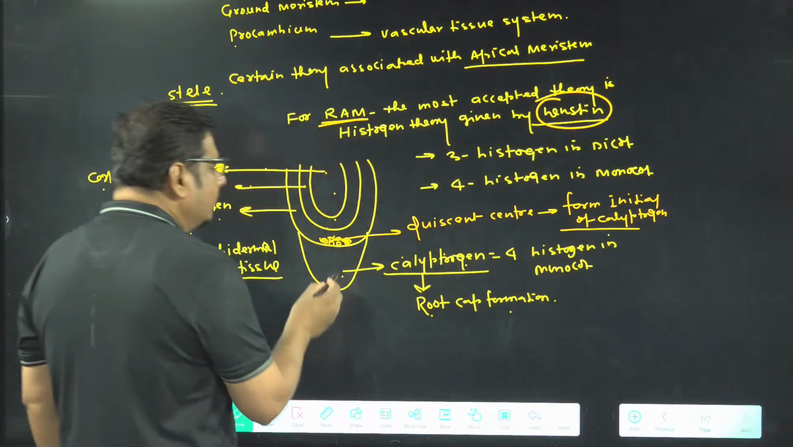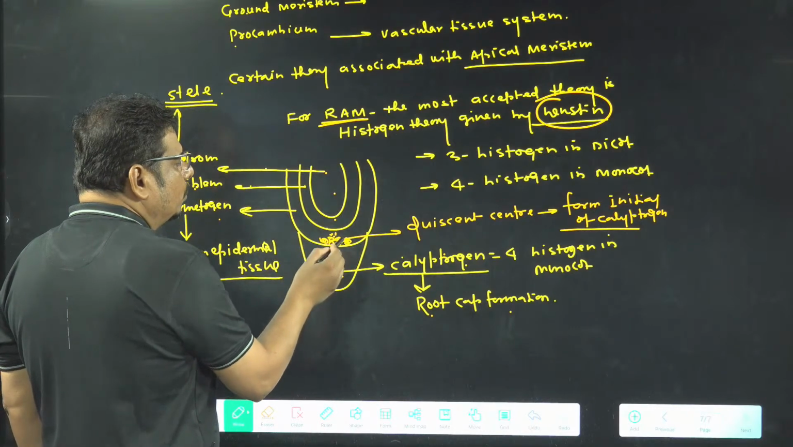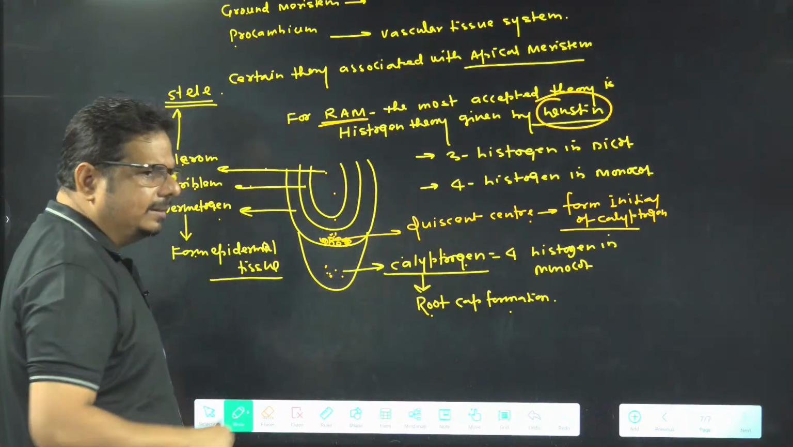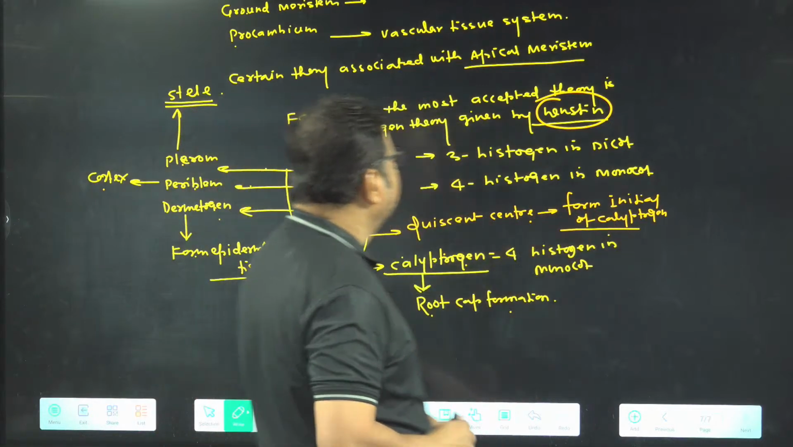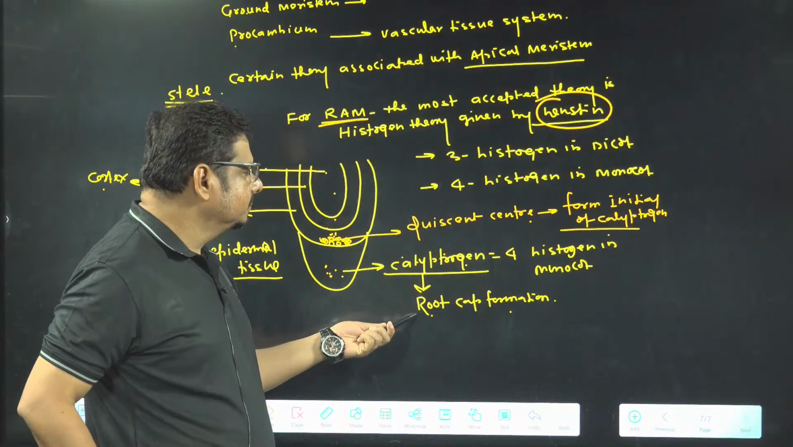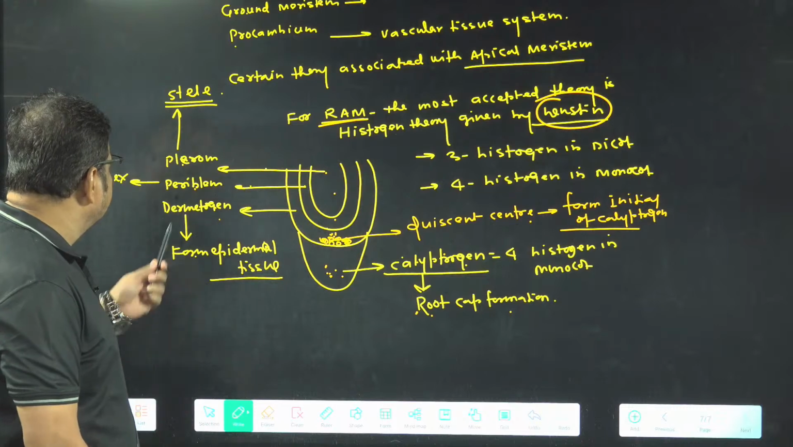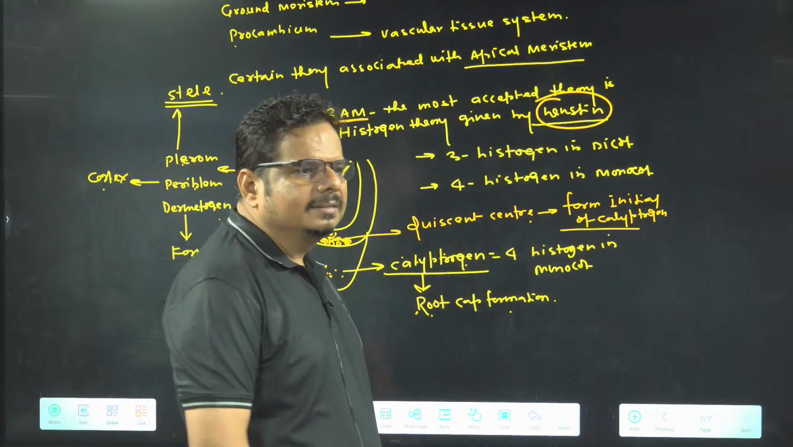Root cap. In between dermatogen and calyptrogen, quiescent center is present. They are inactive or less active cells, and they are acting as a reserve of which one? Initial of the calyptrogen. So the examiner may ask, in monocot root cap is formed by calyptrogen, and in dicot it is formed by which one? Dermatogen. Are you getting the idea? Is it clear?